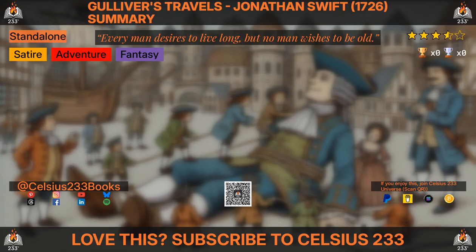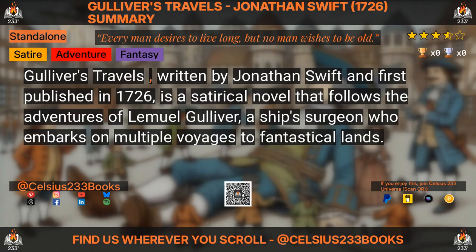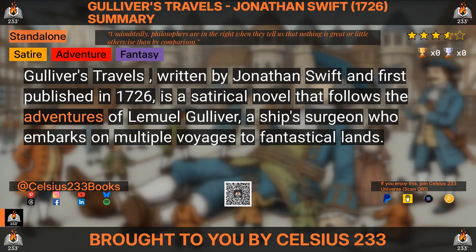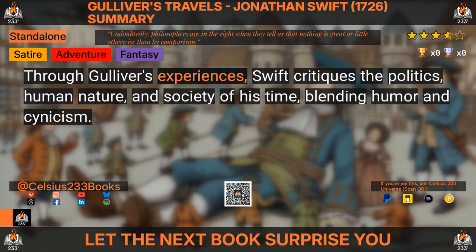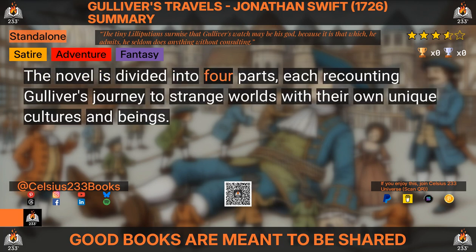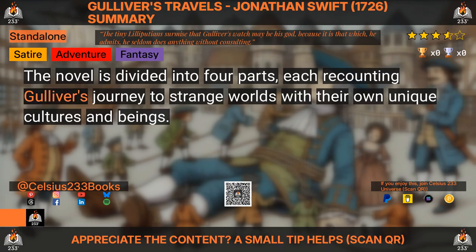Today, we will unravel the story within Gulliver's Travels by Jonathan Swift. Gulliver's Travels, written by Jonathan Swift and first published in 1726, is a satirical novel that follows the adventures of Lemuel Gulliver, a ship surgeon who embarks on multiple voyages to fantastical lands. Through Gulliver's experiences, Swift critiques the politics, human nature, and society of his time, blending humor and cynicism. The novel is divided into 4 parts, each recounting Gulliver's journey to strange worlds with their own unique cultures and beings.